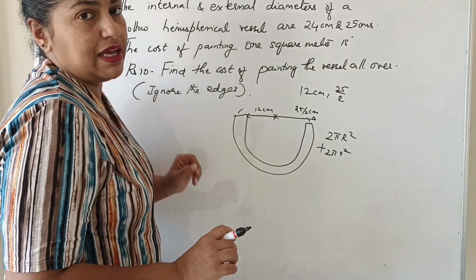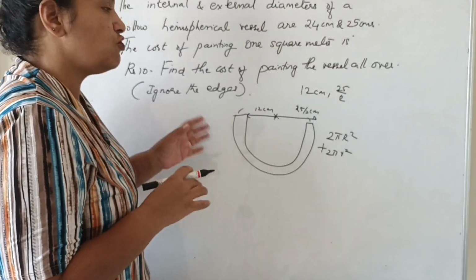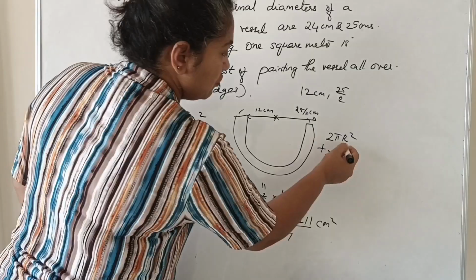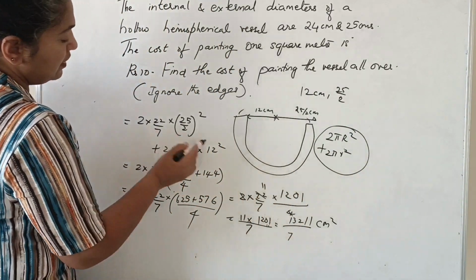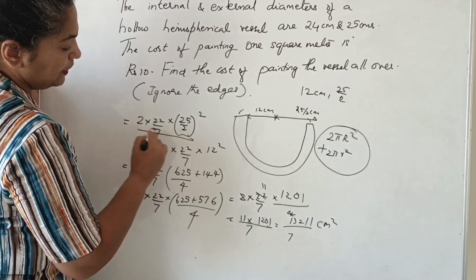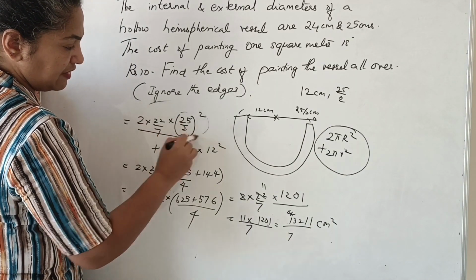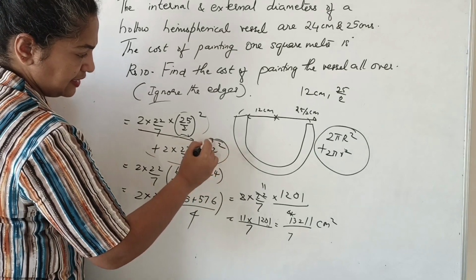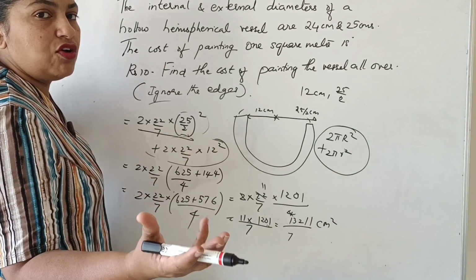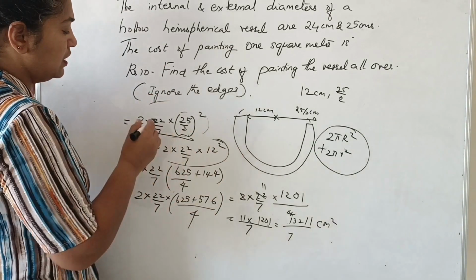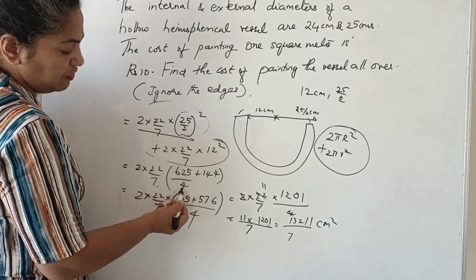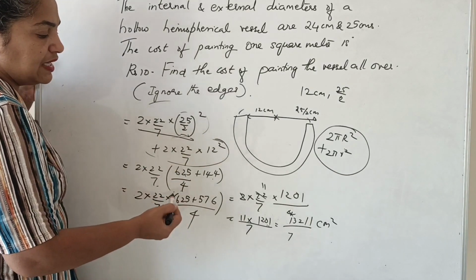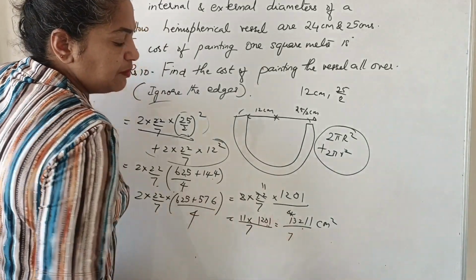Now let us substitute the values and see what we are getting, and then also the cost of painting. I am substituting the individual values in the formula. So you will get the external radius, 2 pi r square. This is the external area. This is the internal area. I told you whenever there is a common factor in calculation, take it out. 2 into 22 by 7, I have taken it out. Remaining 25 square, 625 by 4 plus 144. I have taken the LCM and this is what I am getting.